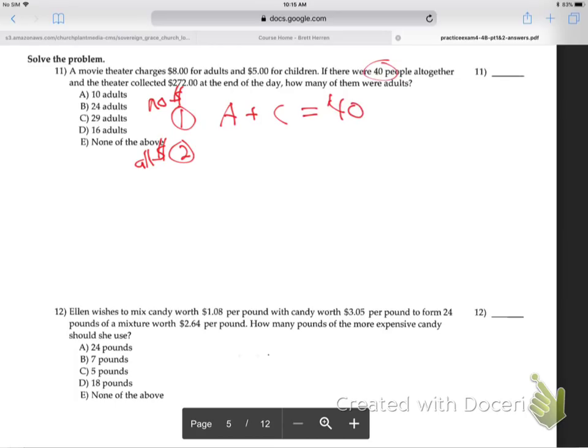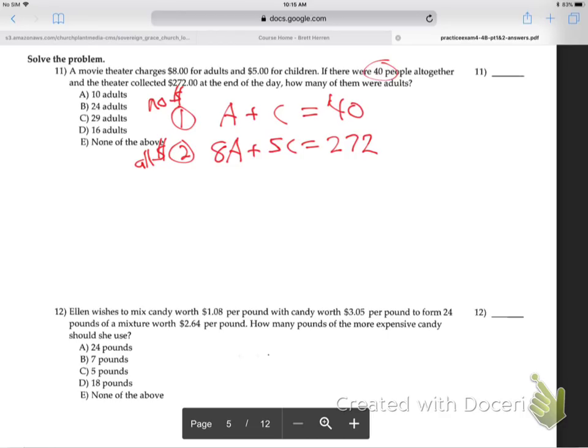That equation has no money in it. Second equation, you bring the money in. It's $8 for each adult, $5 for each child. The total money is $272. There's our two equations. Do you see how I did that? That's how you always handle word problems, and, well, almost always handle word problems involving money.